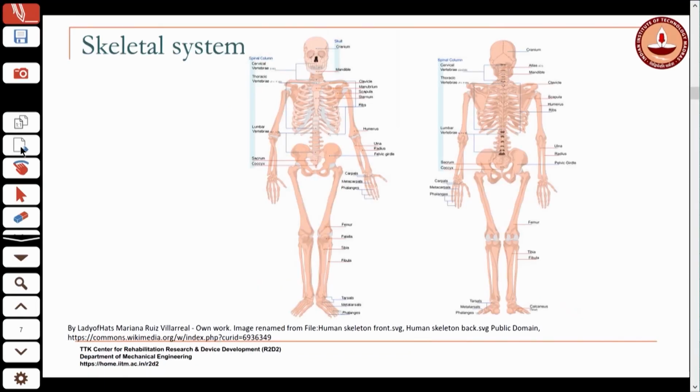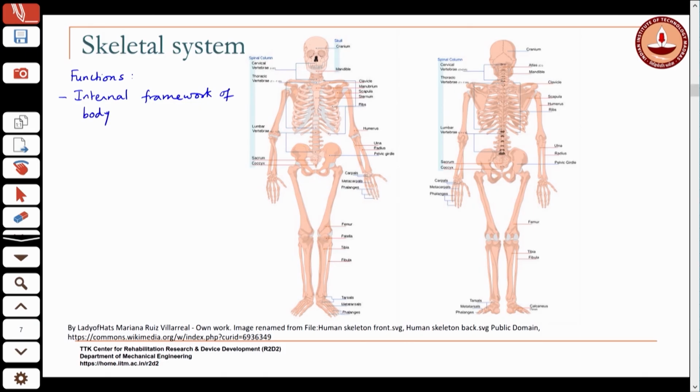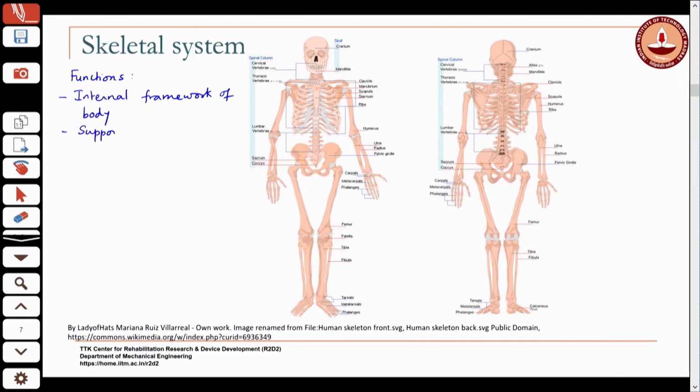So, the skeletal system has various functions. What does it do? It provides the internal framework for the body. It is what gives structure to the body, right. Your body is shaped a certain way because of this rigid skeleton that is inside. It also therefore provides support to the body.